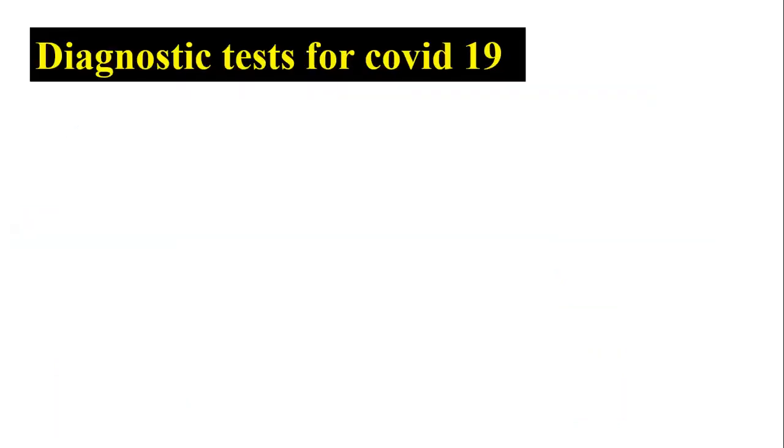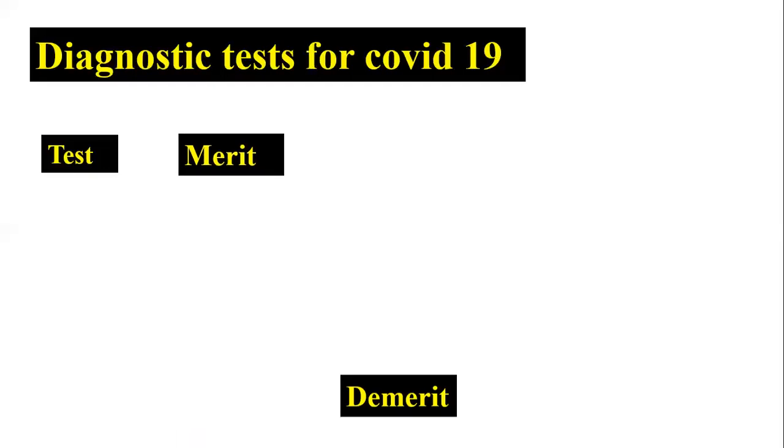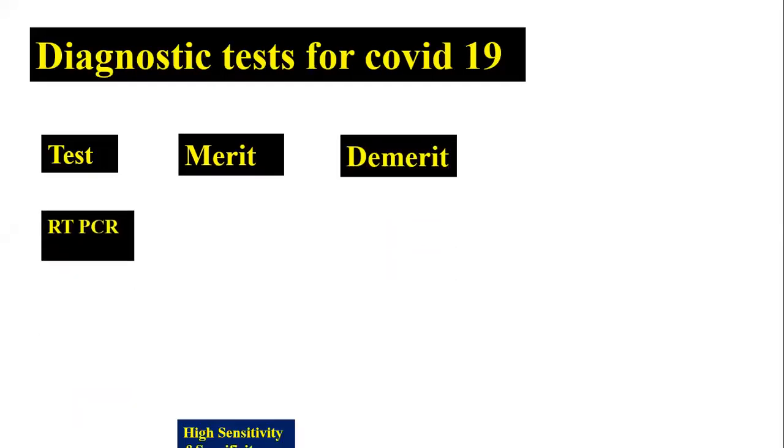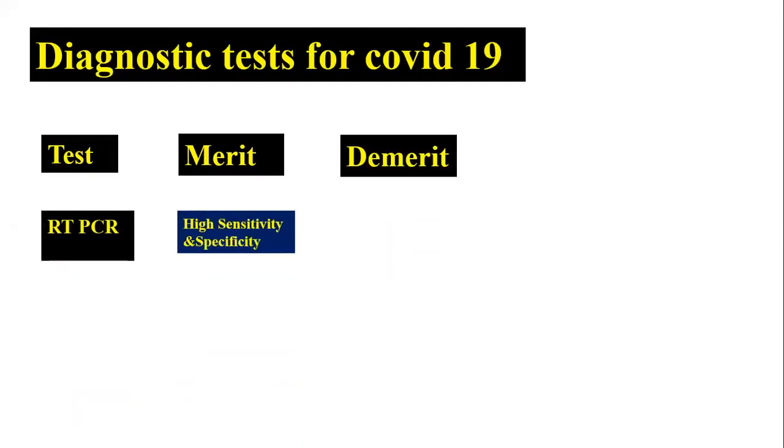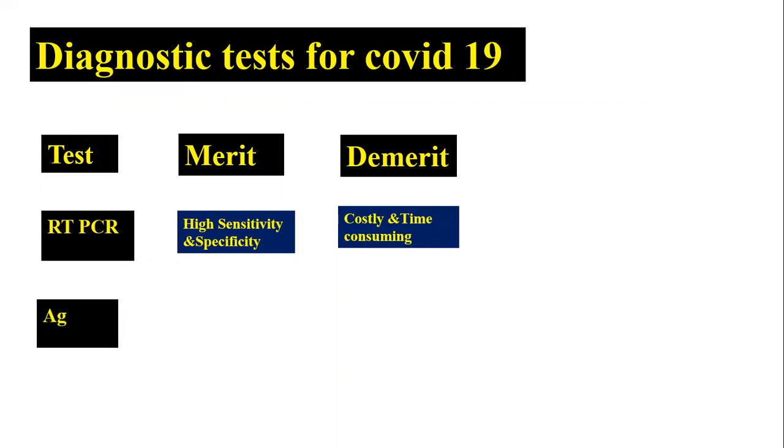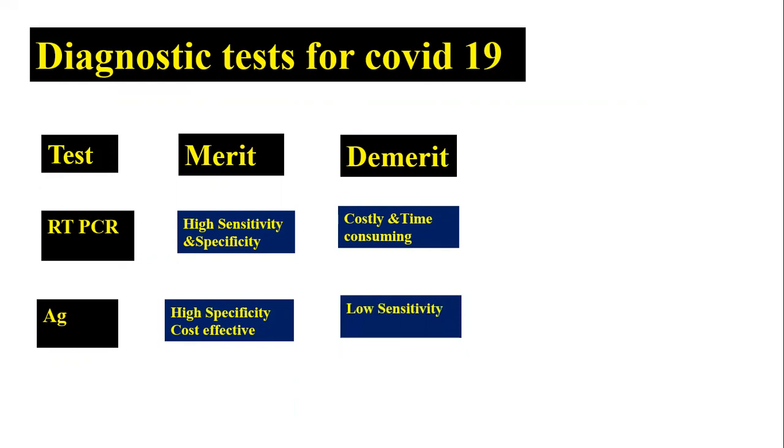Next, the diagnostic tests for COVID-19, their merits and demerits. The test RT-PCR has high sensitivity and specificity, but it is costly and time consuming. It will take 3 to 4 hours. Next, the antigen test has high specificity and is cost effective, but it has low sensitivity.